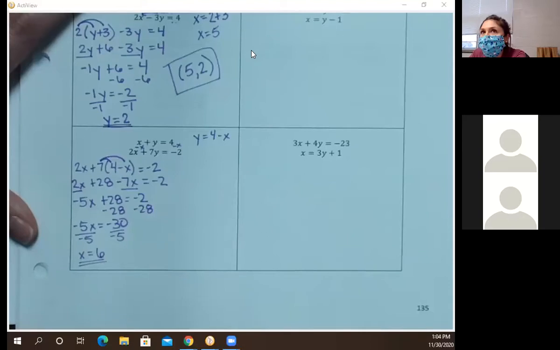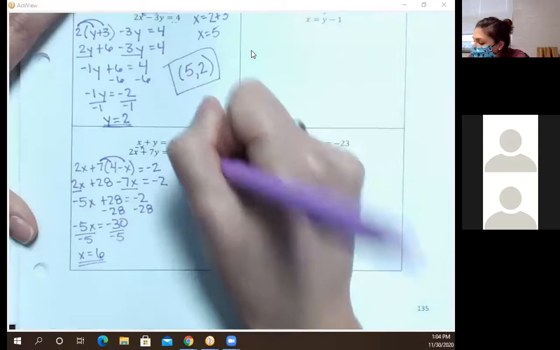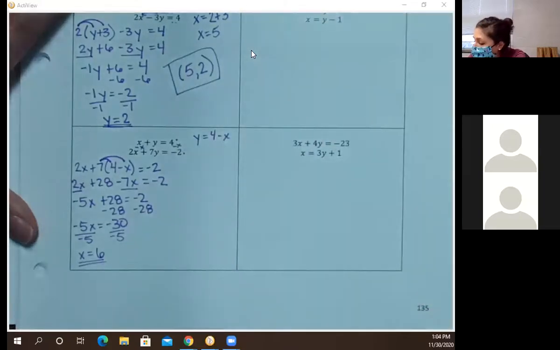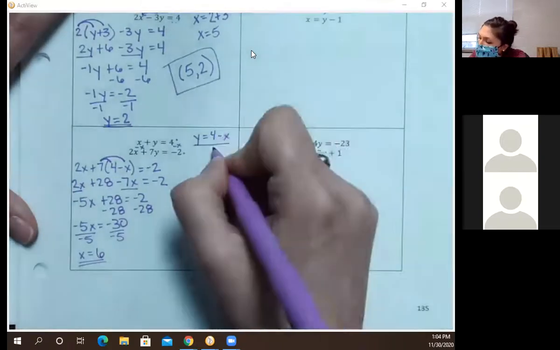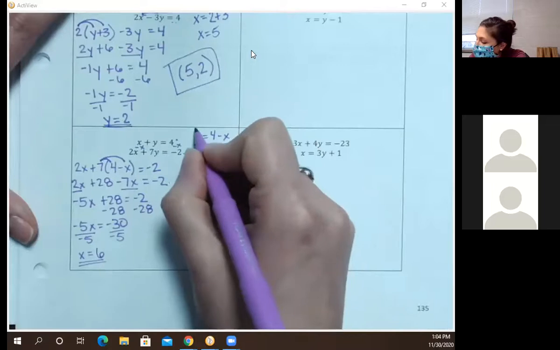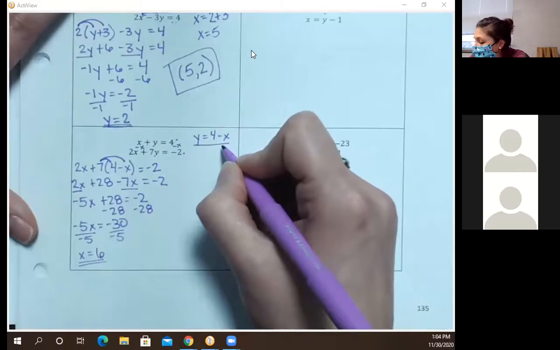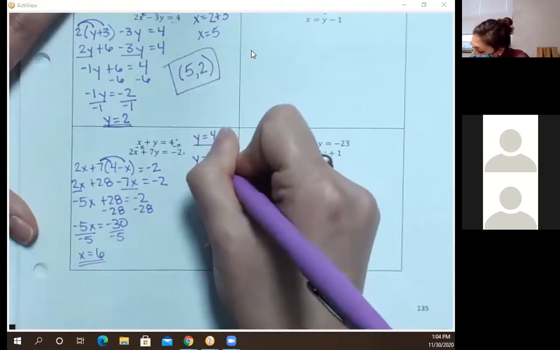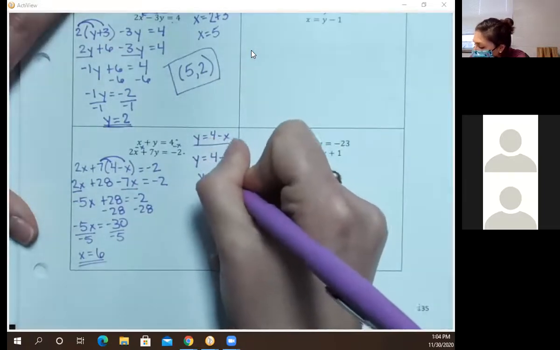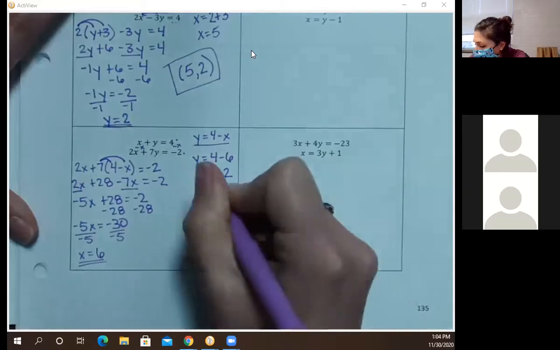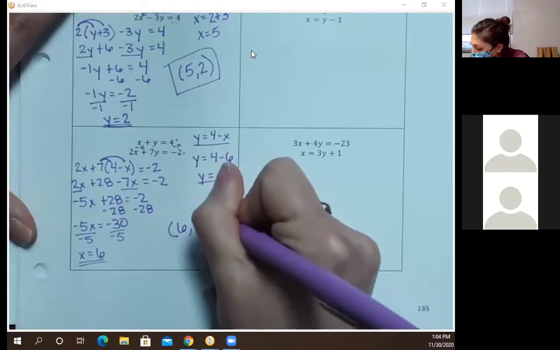Now we're going to go back and find y. So I can plug this x value into either of my original equations, or we could plug it into this sort of rearranged first equation. The nice thing about plugging into that rearranged first equation is that y is already by itself. So when I plug in that value for x, I don't have any rearranging to do. So I get y equals 4 minus 6. That gives me y equals -2. So my solution would be (6, -2).